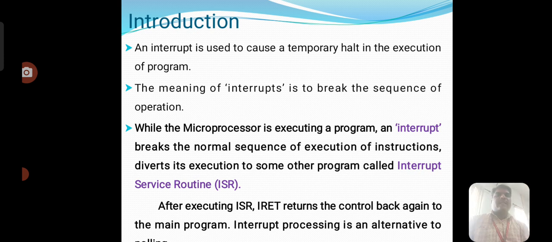So whenever 8086 receives an interrupt, it stops the current execution and gives entire preference to the interrupt service routine. After executing the interrupt service routine, IRET returns the control back to the main program, and interrupt processing is an alternative to some other problem that happened.